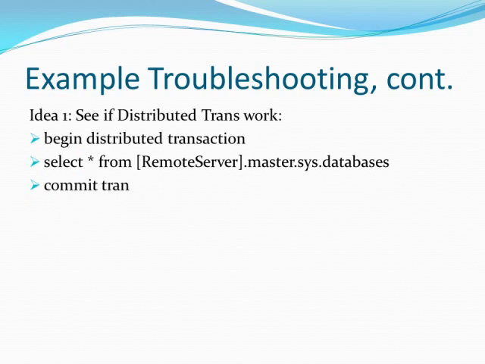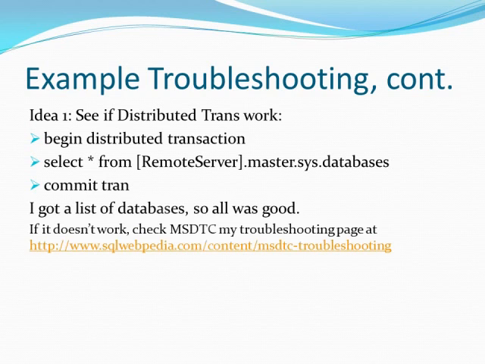First idea was, is distributed transaction working? Because I had that in the error message, so I tried that out. Begin distributed transaction, select star from some remote server, just looking at sys.databases, and commit. And I got out a list of all databases. I've troubleshooted the heck out of MSDTC, and I put all my knowledge in this one page on my website. So if you run into those MSDTC issues, definitely look here. It basically has everything that can come up.